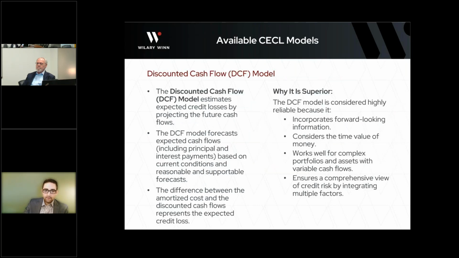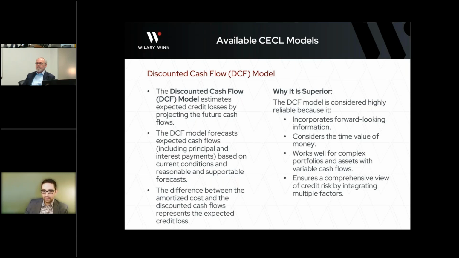All right, so the last model we're going to cover today is the one we'll spend the most time on, which is the discounted cash flow model, or DCF. This is often seen, and we strongly believe that this is the most comprehensive and forward-looking approach under CECL that you could take. And in simple terms, we're projecting future contractual cash flows of a loan or a pool of loans. That's going to include the contractual payments, so contractual principal, contractual interest, and then we're comparing that to what the institution would actually expect.